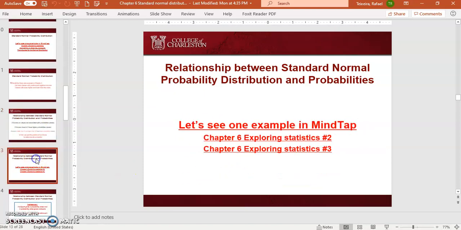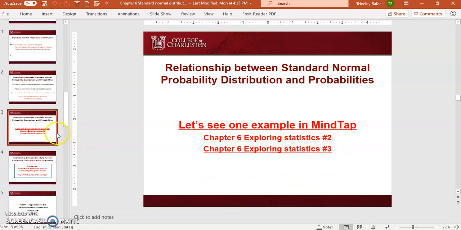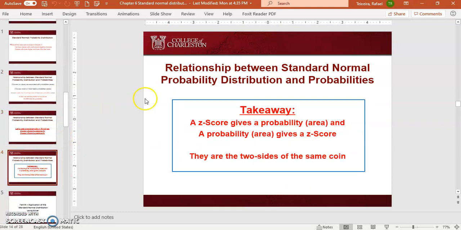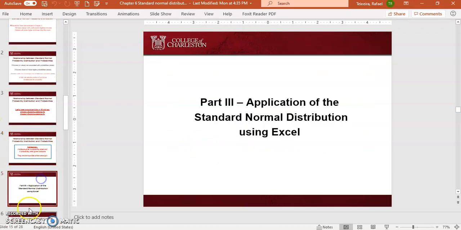Okay, this is what I showed you. And the takeaway: a z-score gives a probability and a probability also can give a z-score. We're going to interchange, we're going to play with the z-scores, finding probabilities, and from probabilities find z-scores. They are the two sides of the same coin. Okay.